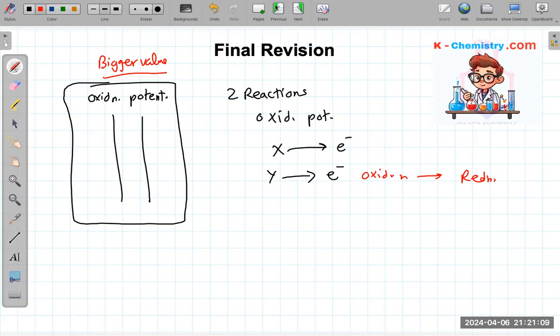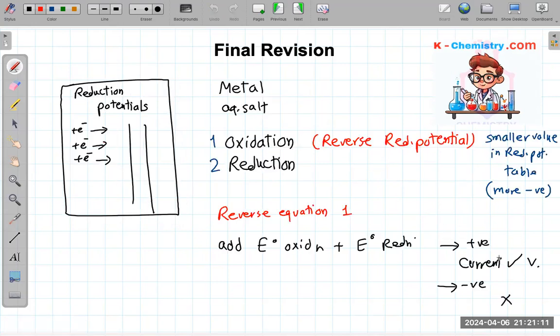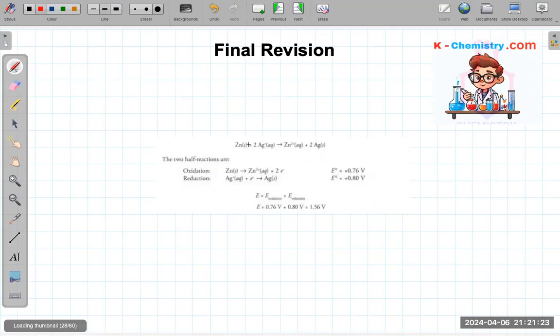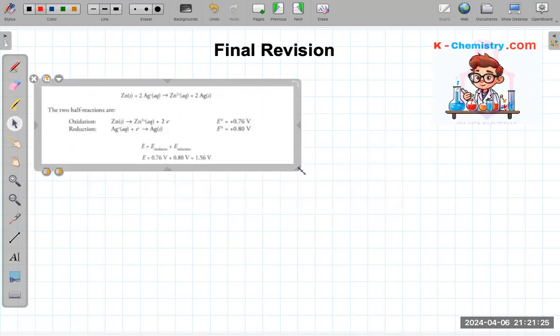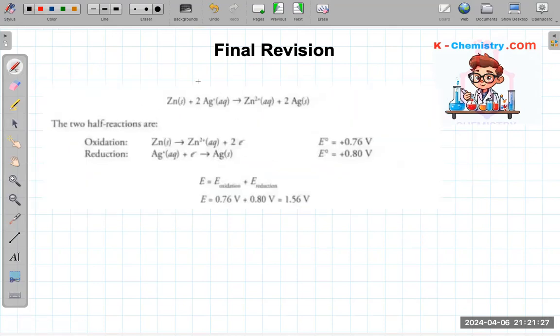And then I also have to add them together. If it is positive, then it's spontaneous. If it's negative, it is non-spontaneous. We'll go through some examples, like the example of the half reaction between zinc and silver. So zinc changes into zinc ions, which means the zinc has been oxidized. And then silver ions go into silver metal, which means that the silver has gained electrons and is reduced. I have two values.